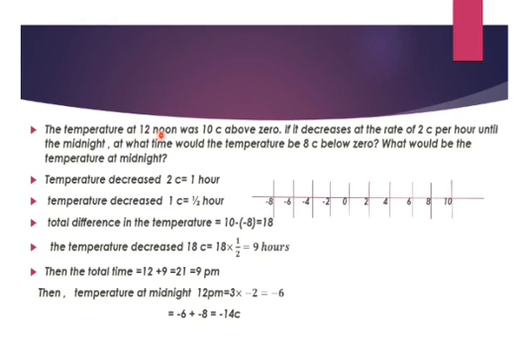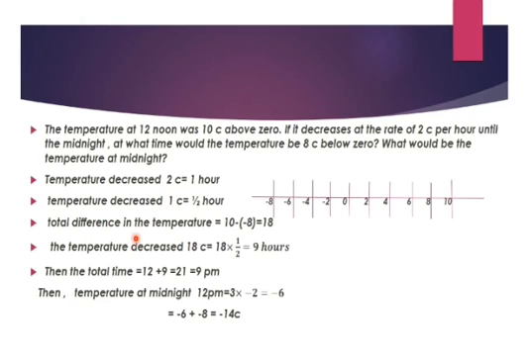The temperature at 12 noon was 10 degrees Celsius above 0. If it decreases at the rate of 2 degrees Celsius per hour until the midnight, at what time would the temperature be 8 degrees Celsius below 0? What would be the temperature at midnight? That is the question. Then the temperature decreases 2 degrees Celsius in 1 hour. It's given in that question. Temperature decreases at 2 degrees Celsius per hour. Then the temperature decreases 1 degree Celsius in half an hour. It's very simple. In 1 hour the temperature decreases 2 degrees Celsius, then in half an hour the temperature decreases 1 degree Celsius.